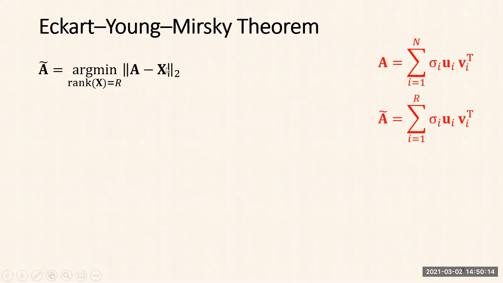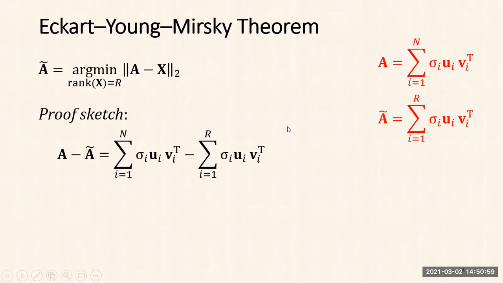This is my A, and the error between A and X, the difference, is A minus X. Its L2 norm is here, and this is what I want to minimize. So I want to find this matrix X, but the rank of X should be equal to r. Actually, rank X less than or equal to r would be fine. And when we do the minimization, the minimum value would be when X equals this A tilde. This is the Eckart-Young-Mirsky theorem.